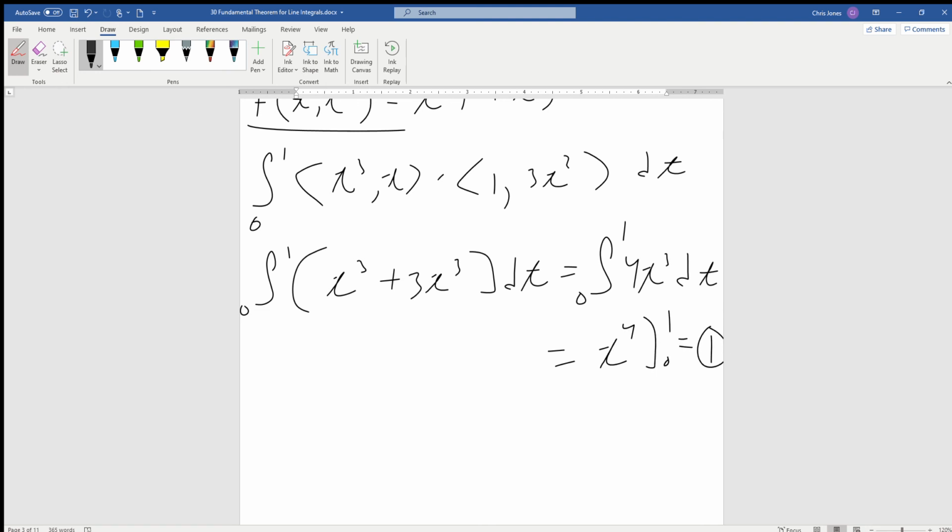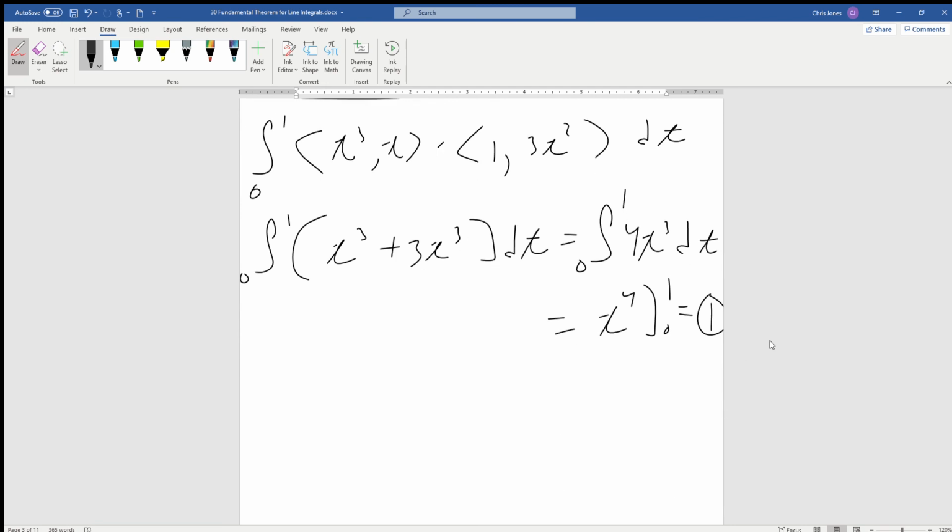All right, so this is independence of path. No matter if we took a linear path, a quadratic path, a cubic path, because the function was conservative, its vector field, it doesn't necessarily matter which path it takes through that vector field. It's going to be the same amount of work.